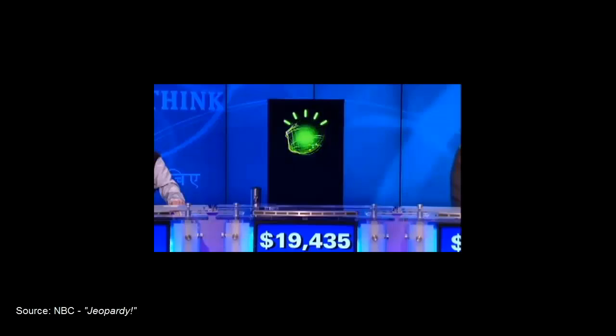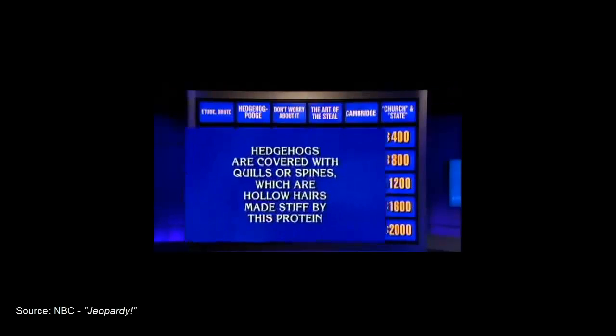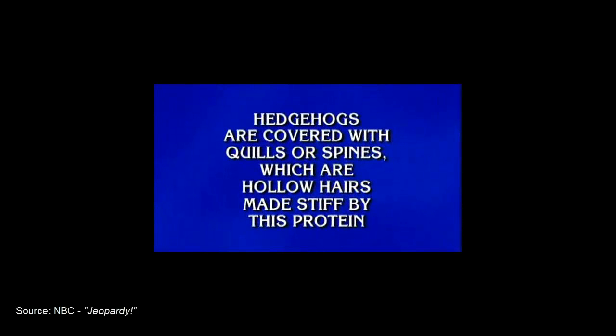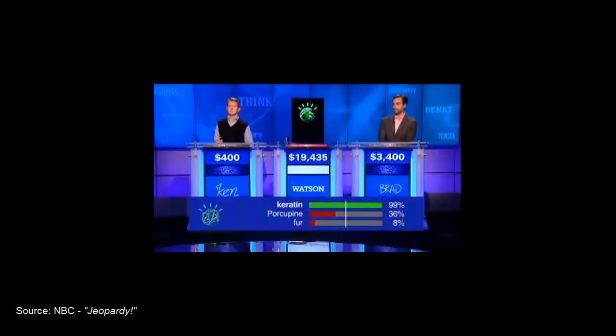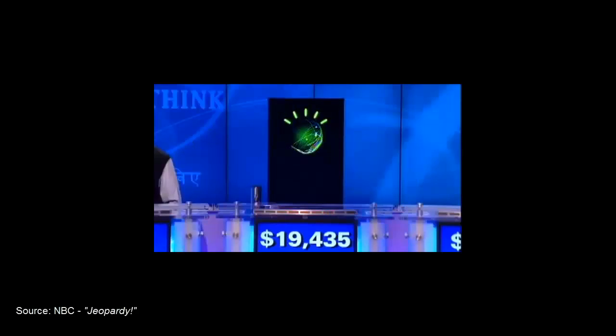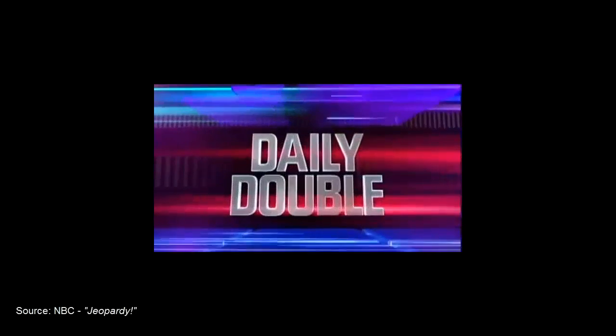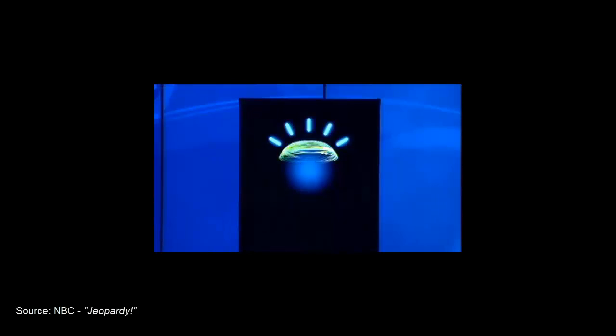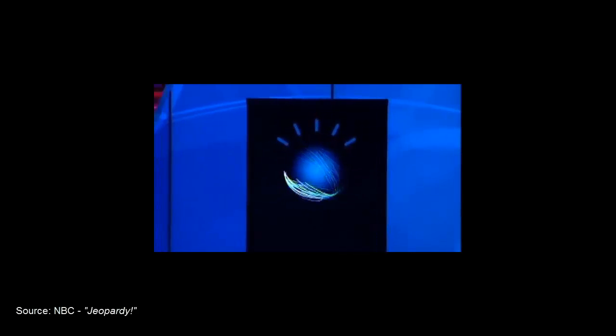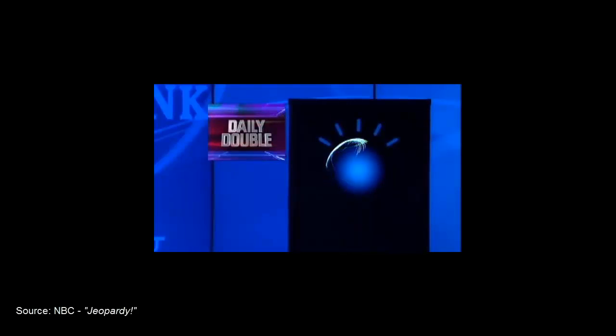Hedgehog-podge for 1600. Answer. Hedgehogs are covered with quills or spines, which are hollow hairs made stiff by this protein. Watson. What is keratin? You are right. The Art of the Steel for 1200. Answer. The other Daily Double. Watson, what are you going to wager? 1246, please. 1,246. Here is the clue in The Art of the Steel.